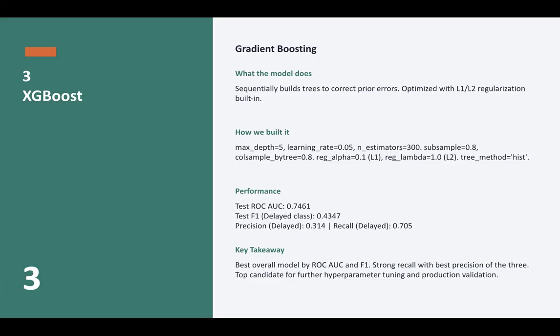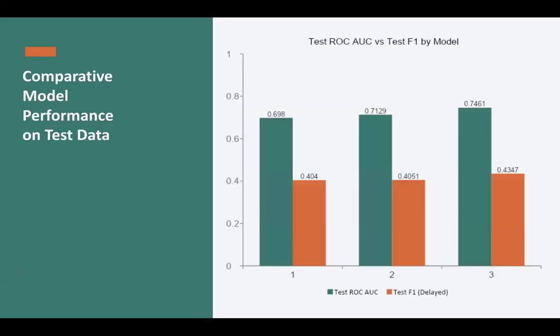XGBoost achieved a test ROC-AUC of 0.7461, the highest of all three models, and an F1 score of 0.4347, also the best. It maintains strong recall at 0.705 while improving precision to 0.314. The combination of strong discriminatory power and better balance between precision and recall make XGBoost our top candidate for further development. If we were to move toward production, this is the model we tune and validate first.